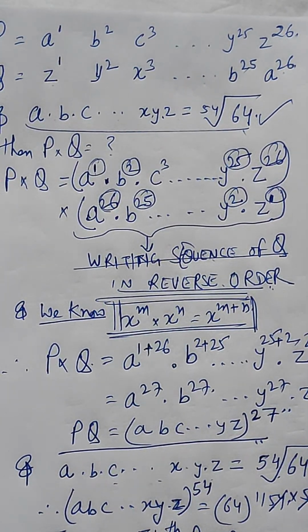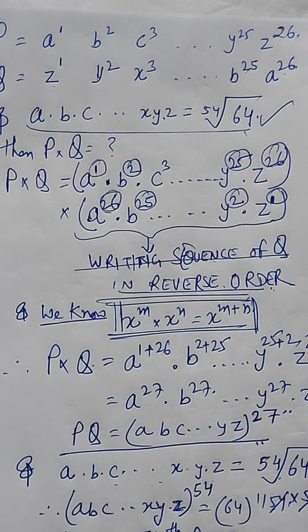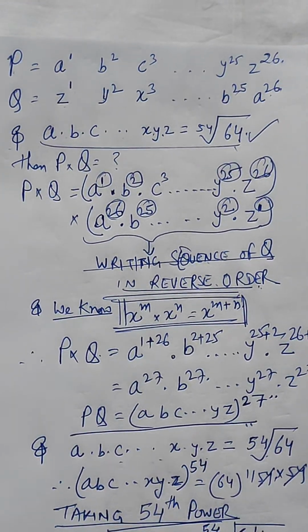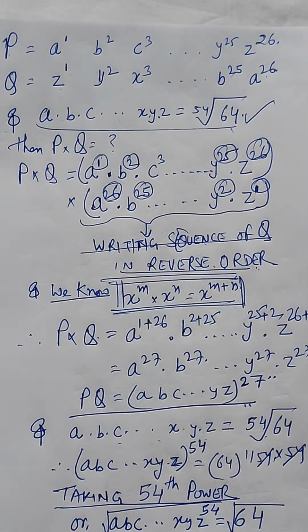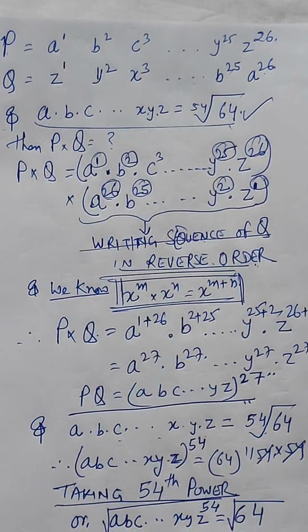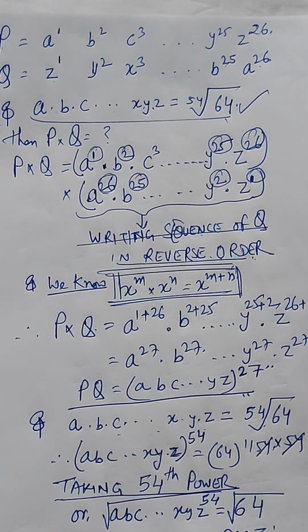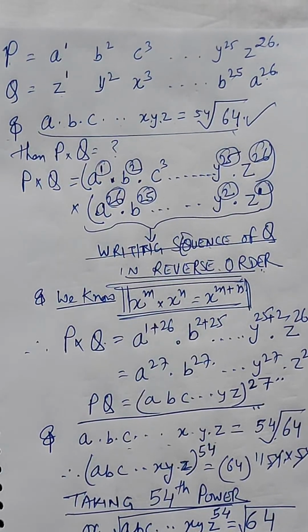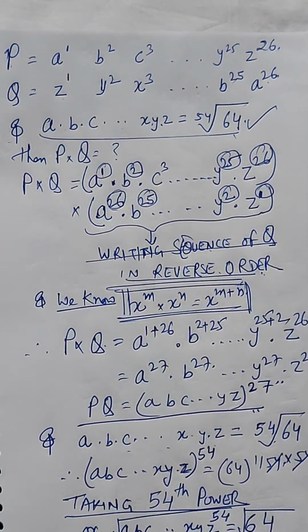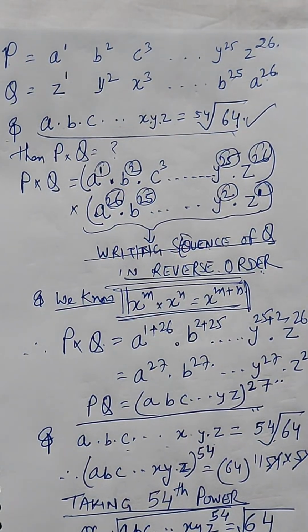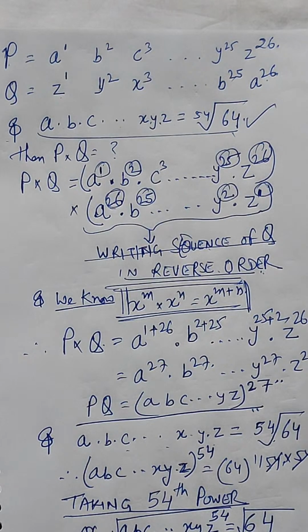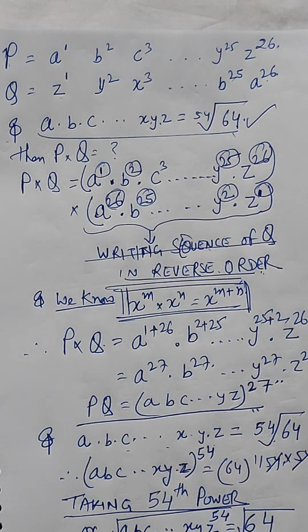So students, today I will show you how to solve such questions of exponents, and the previous few sums since my last live session I am going to explain today, right? In this question it's given that the value of p is like this: a power 1 b square c cube dot dot y 25 and z 26, right? Now we will solve this question. Let me put a fresh paper over here.